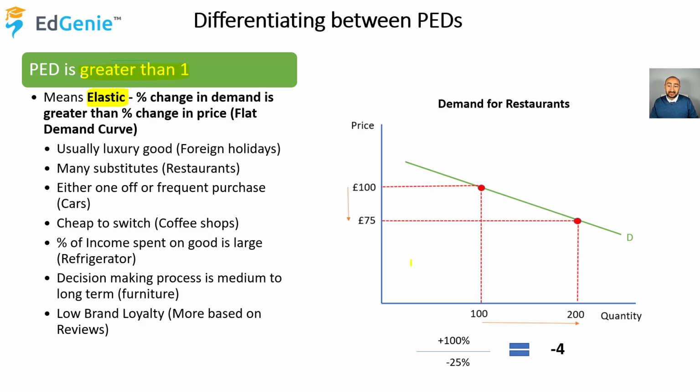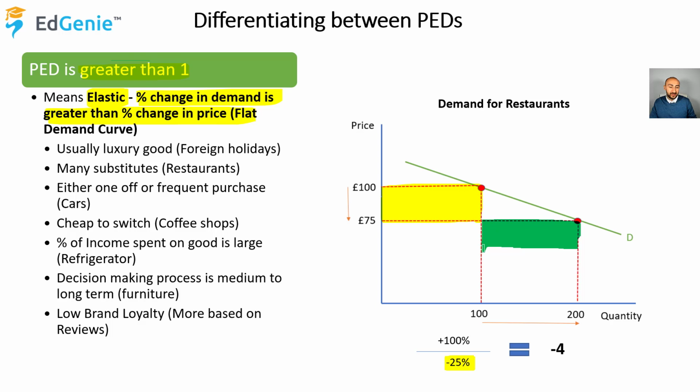So what that means is the percentage change in demand is greater than the percentage change in price. So if we reduce price from £100 down to £75, that's a reduction in price of 25%. And we see this is a reduction in their revenues. And what happens to quantity? Quantity goes from 100 to 200. And look at this massive, this humongous increase in quantity, in revenue, sorry.